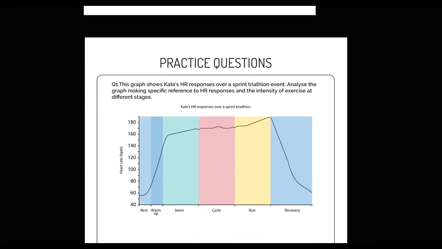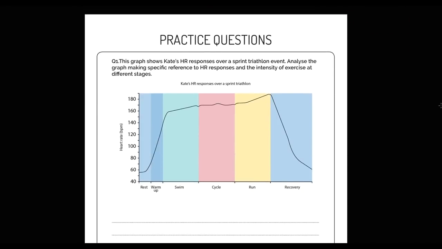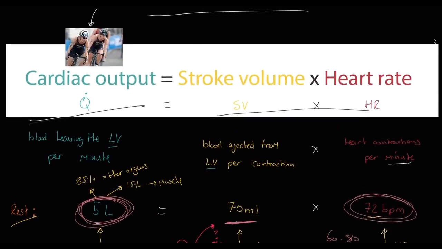Question. What do we have here? This graph shows Kate. By the way, I should have said earlier, I actually forgot her name, if I'm being honest. I was like, I know this person, but I've forgotten her name. Kate is one of our athlete profiles. She's a really good triathlete, and she's managed to reach the GB squad. She's an aerobic athlete, of course.